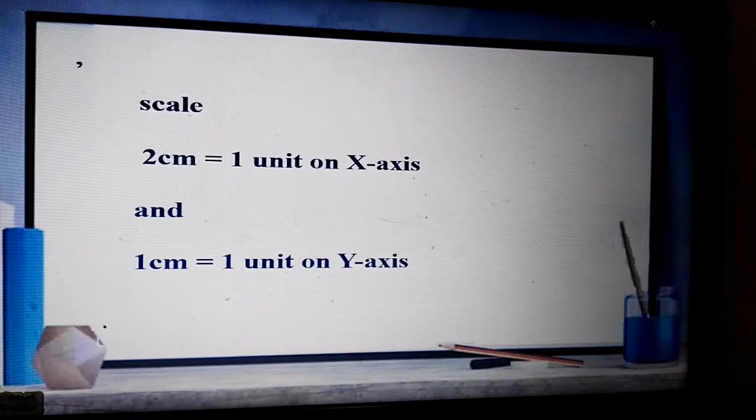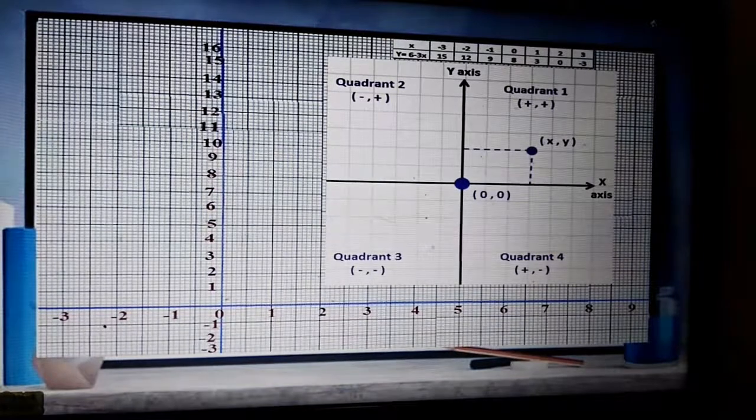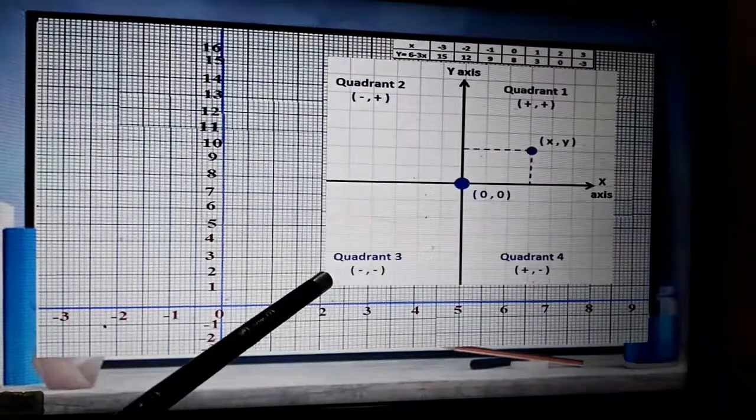I would like to remind you again that the scale is just to determine the size of the graph. It doesn't matter what scale is given to you. It will just tell you how much bigger your graph is or how much shorter your graph is. But the shape of the graph doesn't depend on the scale.